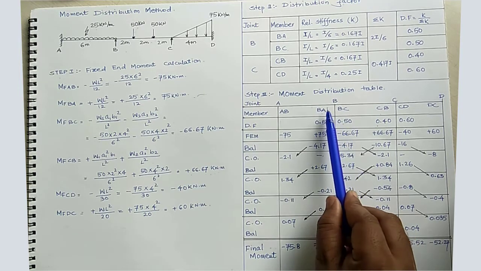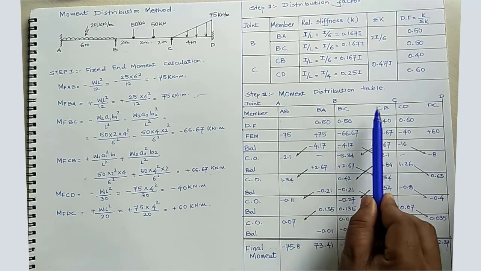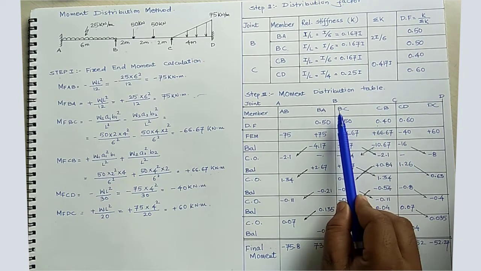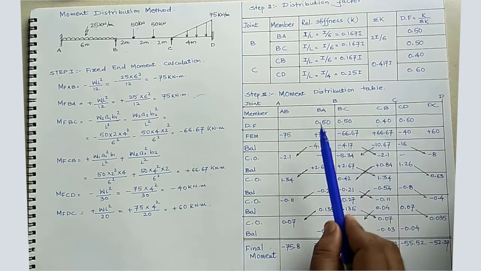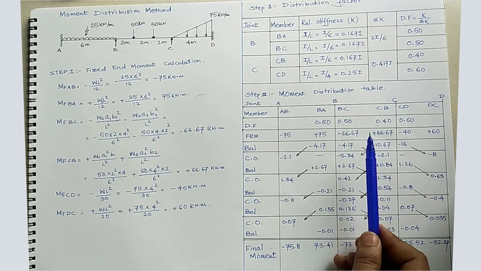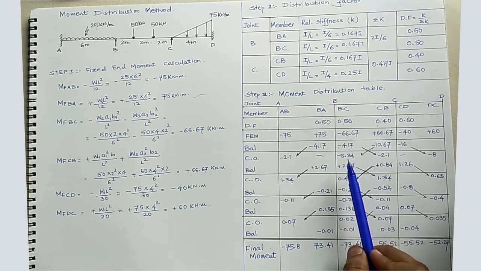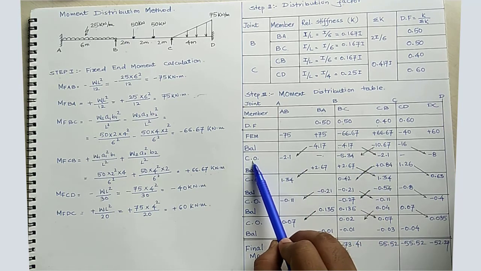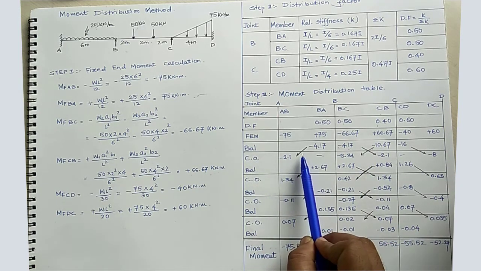And the intermediate supports, the continuous ones, joint B and joint C, have the sharing nature. They share 50% of the moment with each other. So this step is called the carryover, and we have to perform this carryover step.